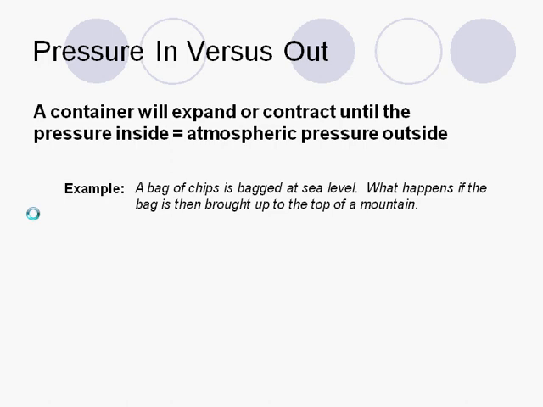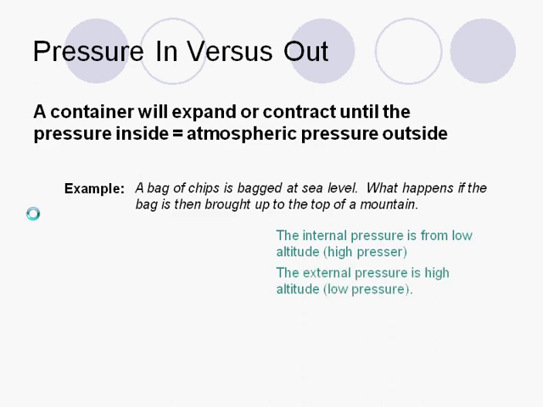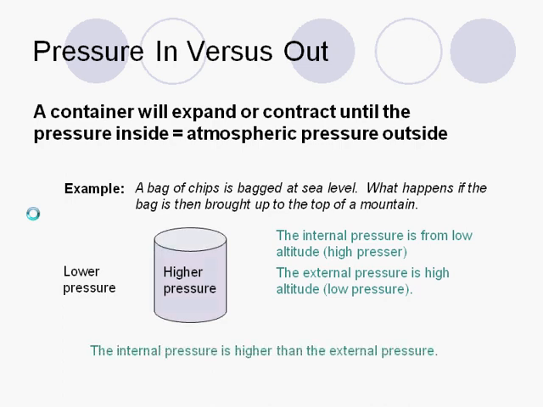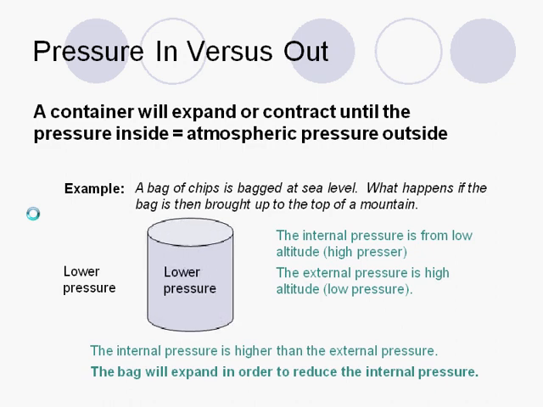Well, if we go to the top of the mountain, there's less air pushing down on us, so that means the outside pressure has decreased. So the internal pressure inside the bag is going to be higher. The external pressure outside the bag is going to be lower. So if the pressure inside the bag is bigger than the outside, the bag is actually going to expand. That reduces the internal pressure, and it equalizes, and we thus end up with this bag expanding, so it looks like it's going to pop.